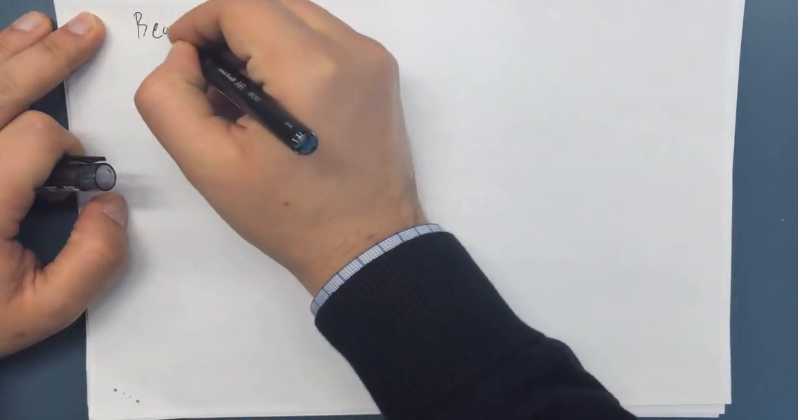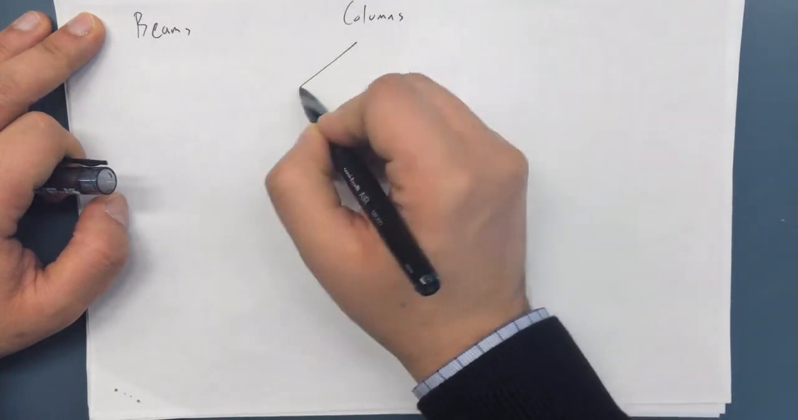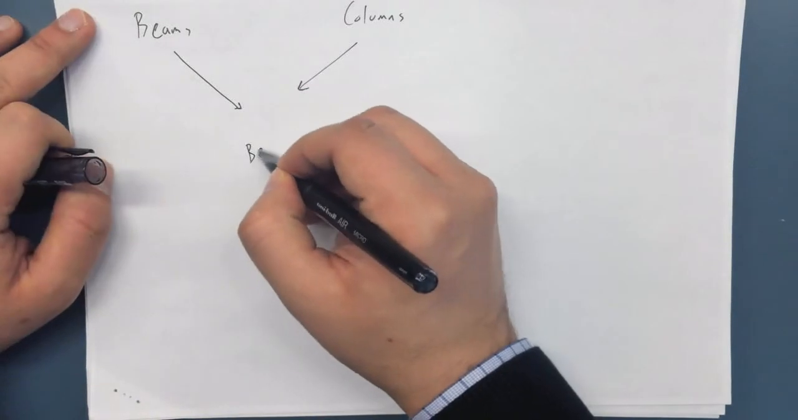Okay, so concrete is a material that we use in most of our structures, and we use it to design specific sections. We use it to design beams, we use it to design columns, and beams and columns have a common section that we call beam column, and I'm going to explain this.